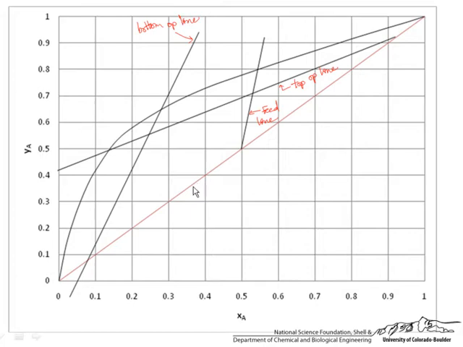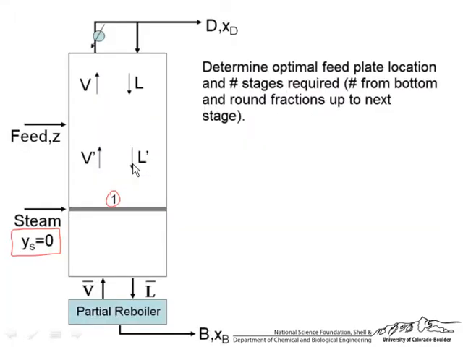This red line is just the x equals y line. It doesn't mean anything. And then this curve is the equilibrium data. So it's the equilibrium curve. Let's go back to our problem. Determine the optimal feed plate location and the number of stages required. And we're going to be numbering our stages from the bottom.